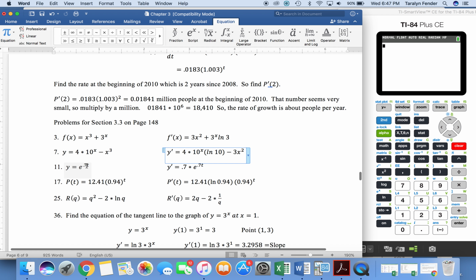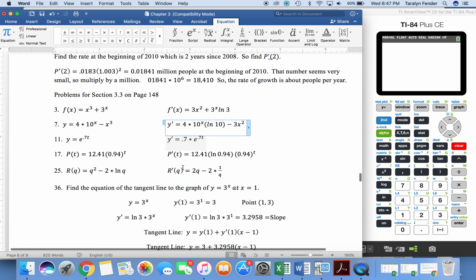e to the 0.7t is going to be e to the 0.7t, but now we're multiplying by 0.7.